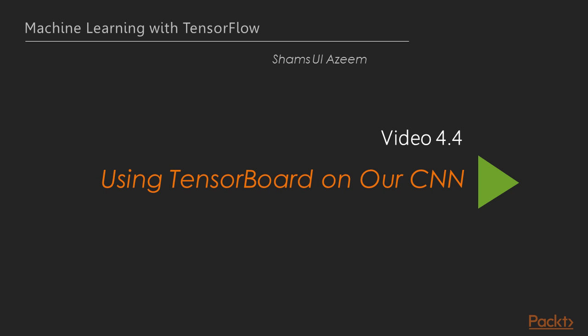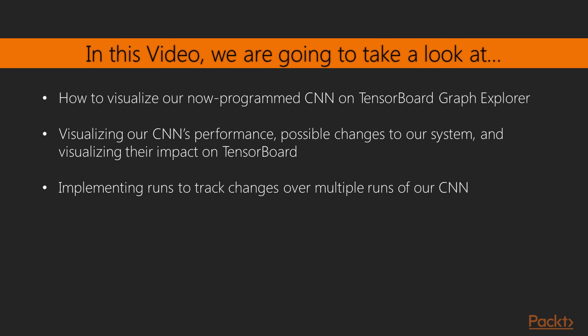Welcome to the fourth video of CNN section. Now we'll see what we've implemented in TensorBoard. We'll see the graph of our implemented network, the performance graph, and what we've obtained in the multiple runs while tuning the hyperparameters of the network.